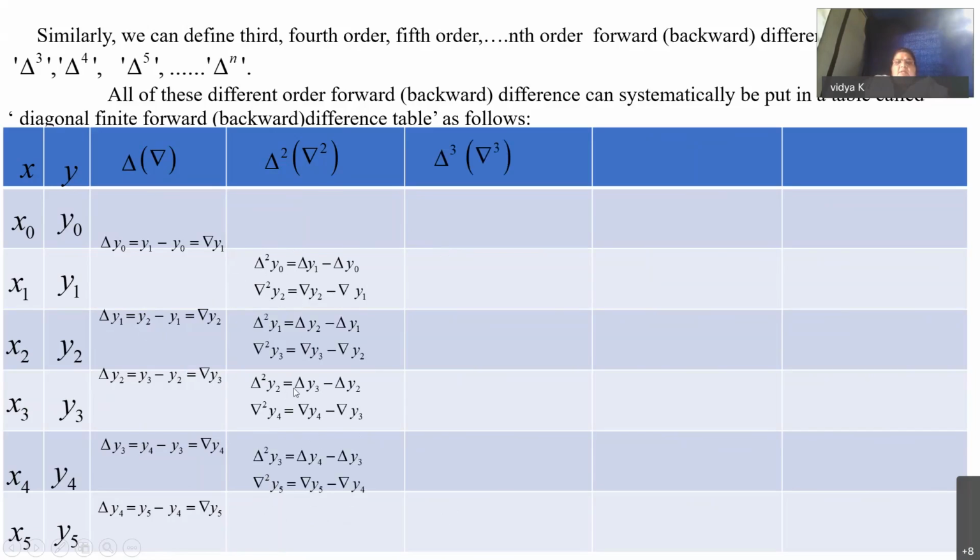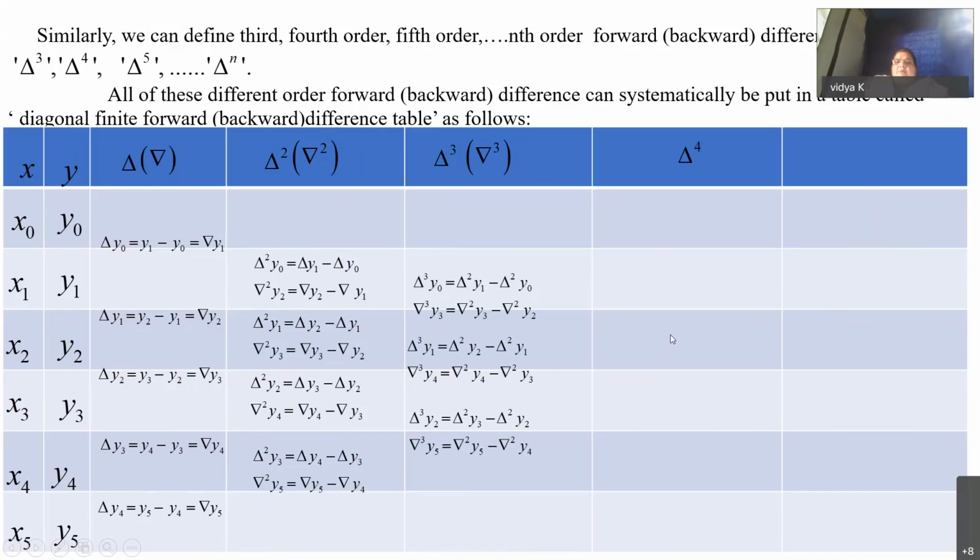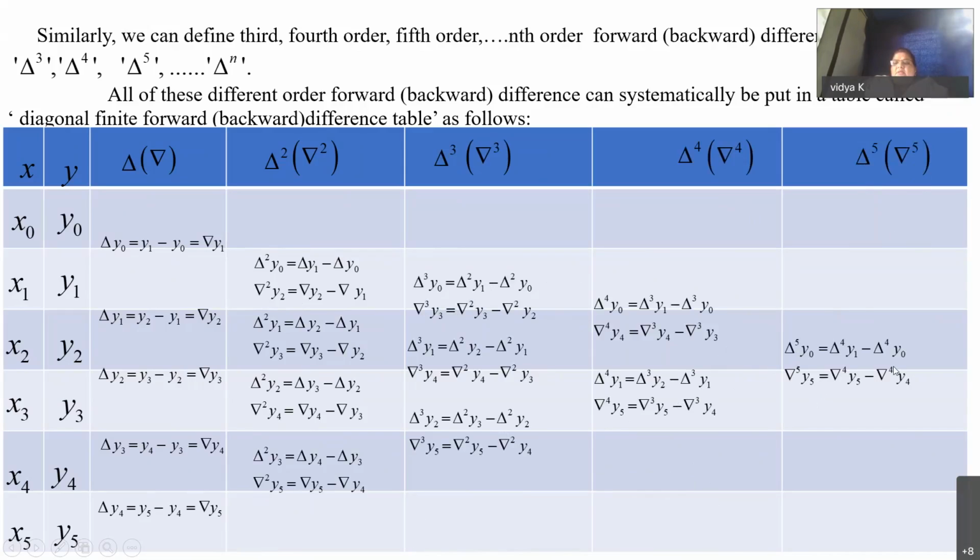Similarly, delta cube or nabla cube, you construct in a similar manner. Again, you can go further because you have pairing, isn't it? So delta to the power 4, nabla to the power 4. This minus this, you write in between here. This minus this, you write in between here. Again, two pairings are there, so you can take the difference. So go for the last one, delta to the power 5 or nabla to the power 5. So it is this minus this.